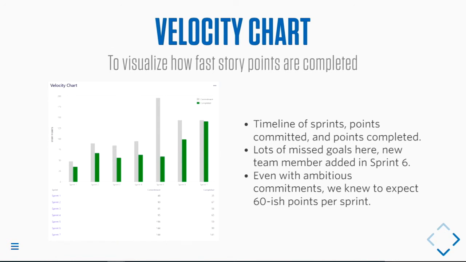And then what you start getting is things like a velocity chart. And this will help you visualize how fast story points are completed. This gives you a timeline of sprints, points committed in gray, and points completed in green. And you can see that this team, after the first sprint, was in the 50 to 60 range, and they weren't meeting their commitments, and they said, all right, for this sprint 5, we're just gonna load it down, we're gonna buckle down, we're gonna get a ton of work done, and it's gonna be great. So they committed to an insane sprint, and they completed their velocity. Then we started adding more team members, and you can see the green increases.